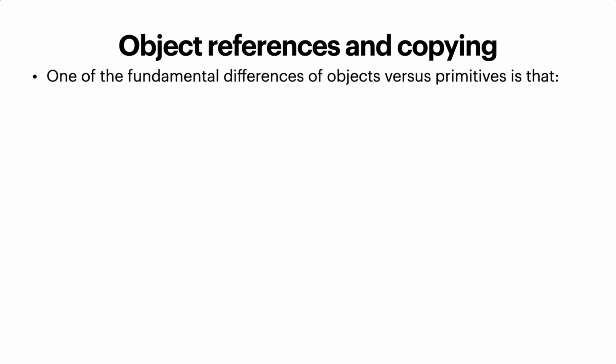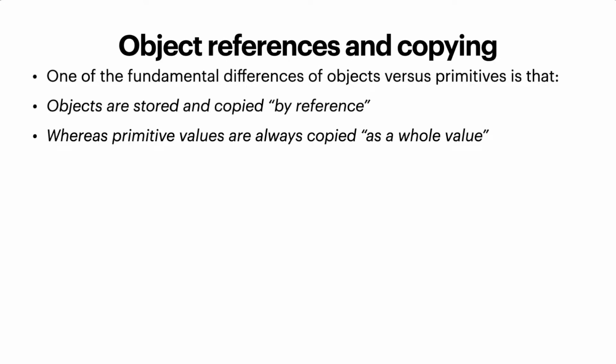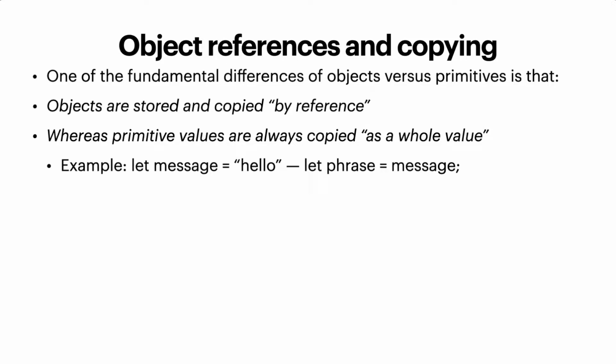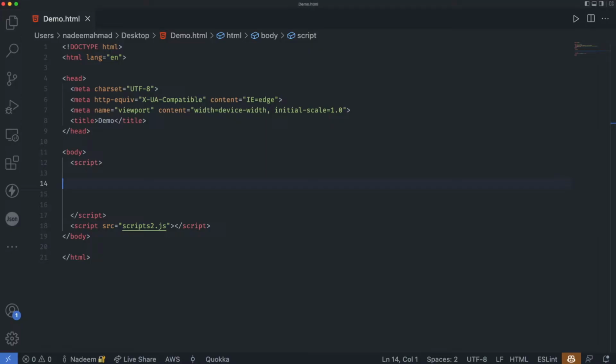One of the fundamental differences of objects versus primitives is that objects are stored and copied by reference, whereas primitive values are always copied as a whole value. So what does it mean? For example, we have two variables over here and we assign a value to a message variable and then copy or assign this message variable to the praise variable. Let's see what happens now.